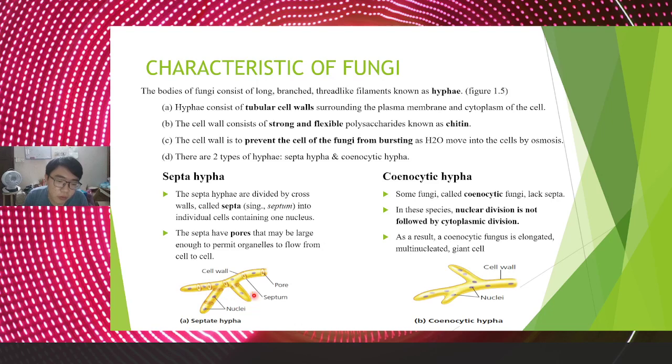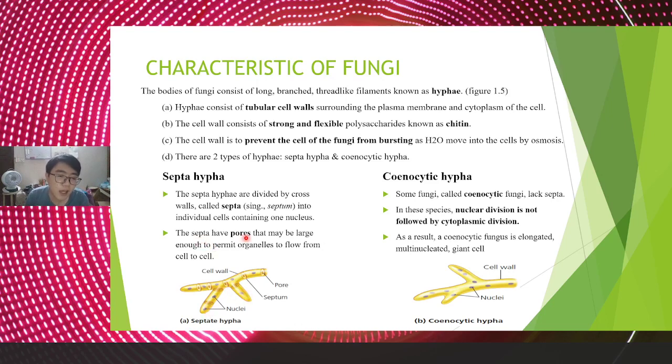Okay, so septate hypha, if you see the diagram, you can already see the differences. Septate hypha has septa. Septum is the singular form, septa is the plural form. The septum is wing shaped, and also there is a hole in the middle part. This is called a pore. So the septate hypha is divided by cross walls called septa. That means it is divided into sections. You see this one section, this one section, this one section. So it is divided by the septa into individual cells containing one nucleus. Each section has one nucleus, all like this, only one nucleus.